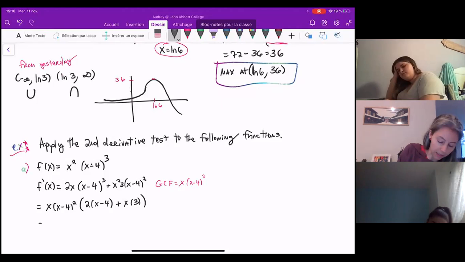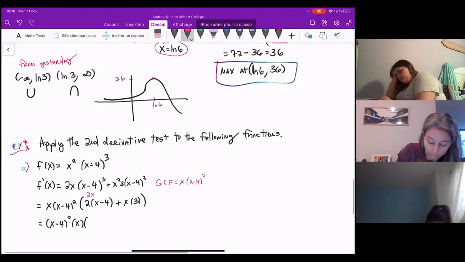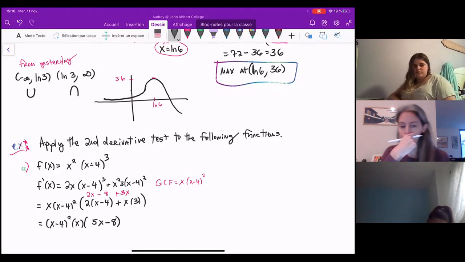And now I expand and combine like terms. So I get x times x minus 4 squared. And I'm actually going to flip the order of these because it might help you to see the next question I'm going to ask a little bit better. So I have x minus 4 squared times x. Then this is 2x minus 8 plus 3x. So here I have 5x minus 8. And this derivative is a wonderful simplified form for finding when f prime equals 0.